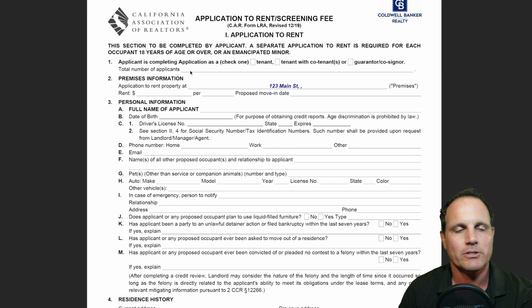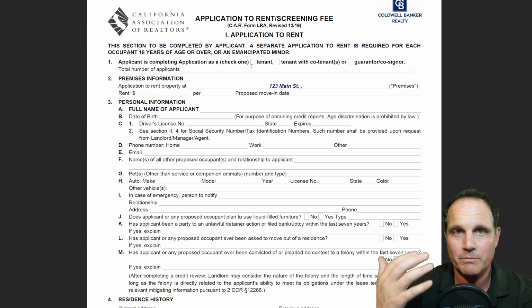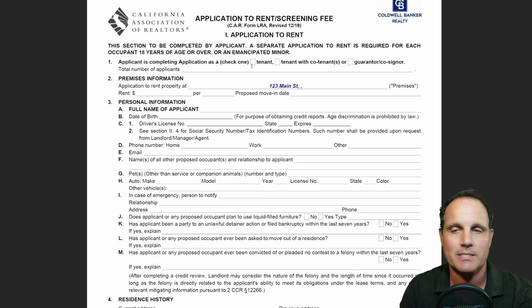Number one is related to who is completing the application. So it could be a tenant by themselves, could be a tenant with co-tenant. It could be multiple co-tenants, could be 3 or 4 people, and then there could possibly be a co-signer as well who will need to fill one of these out. So you need to put the total number of applicants on here so that they can be bunched together. Ideally, you deliver them together so that the landlord or whoever's running the screening is going to know who this application set belongs to.